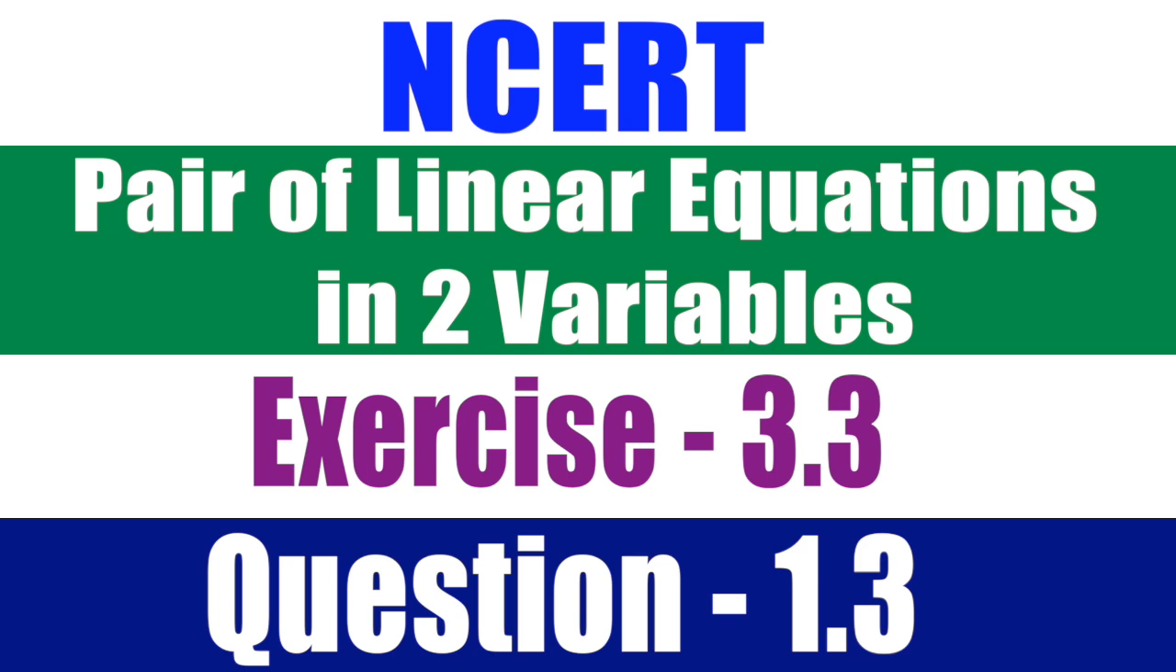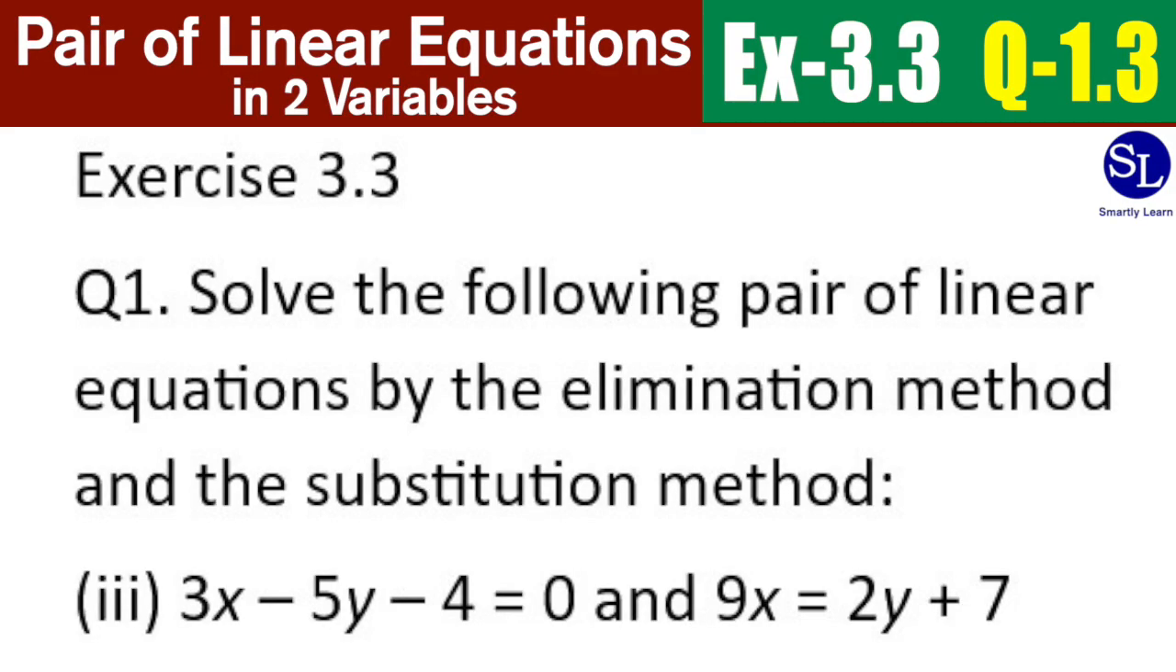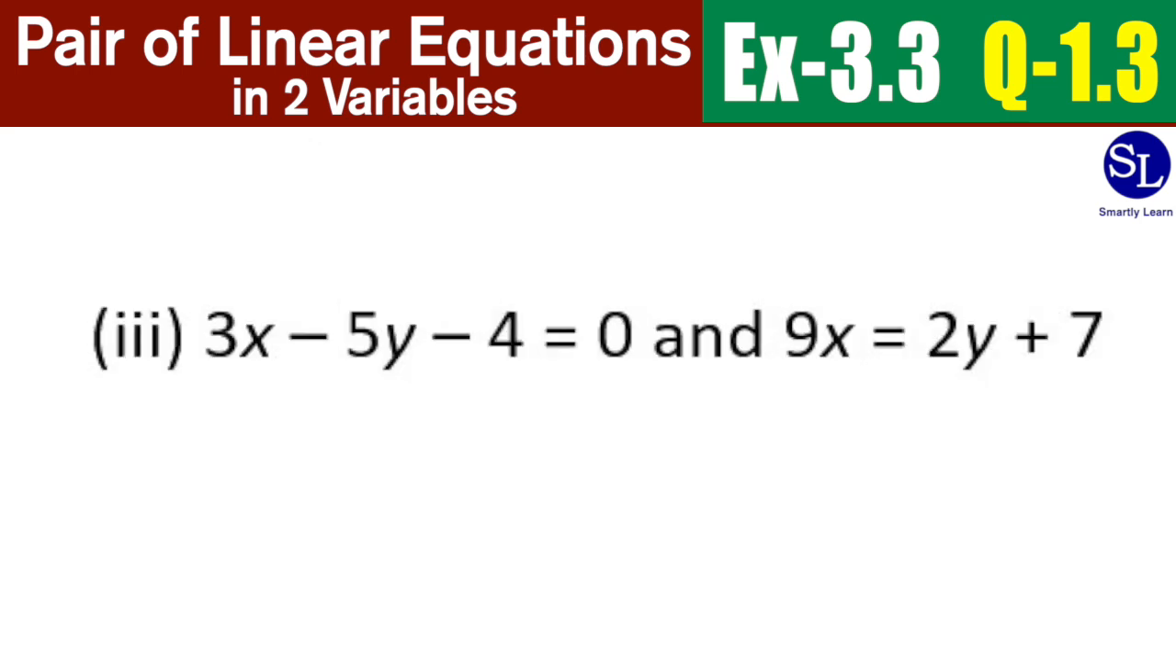In this video, we are going to see how to solve the third subdivision in question 1 in exercise 3.3. Now let us look at the problem first. Solve the following pair of linear equations by the elimination method and substitution method. The equations are 3x minus 5y minus 4 is equal to 0 and 9x is equal to 2y plus 7.